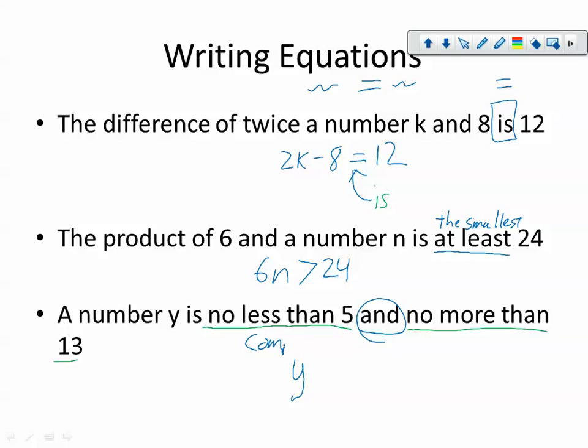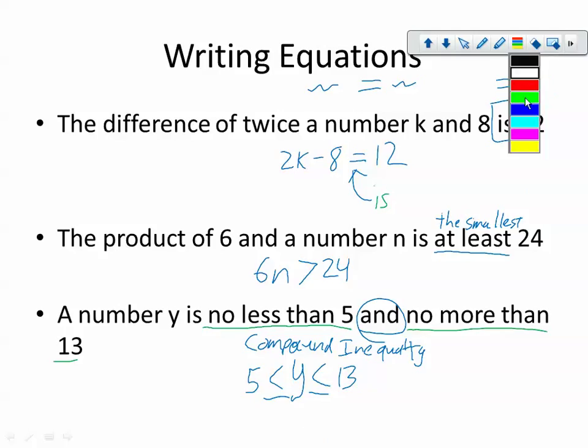We call this a compound inequality, meaning that there's two, just like a compound word. We're combining two inequalities. If it's no less than 5, it means that 5 is the smallest number it can be. So this is no less than 5 because y can't be smaller than 5. No more than 13 means it can't be more than 13, so it has to be smaller than 13.